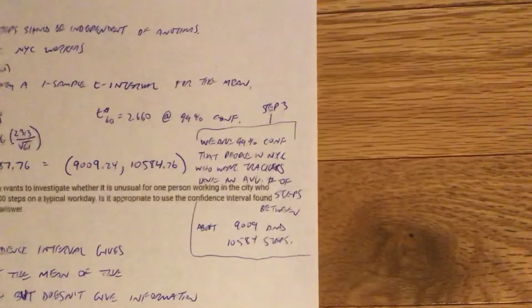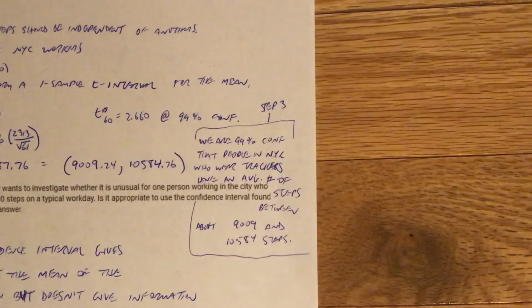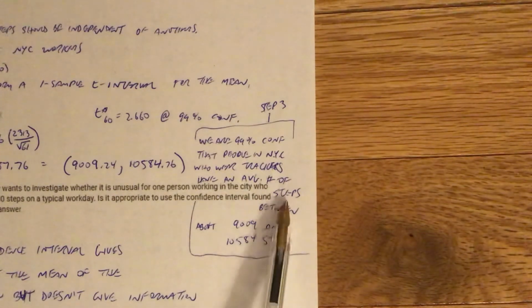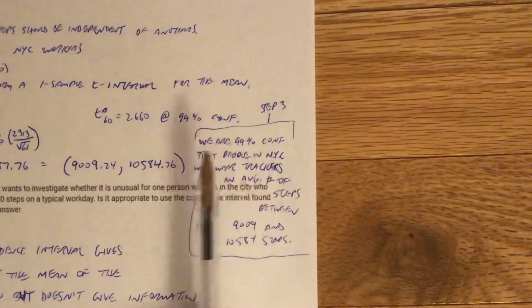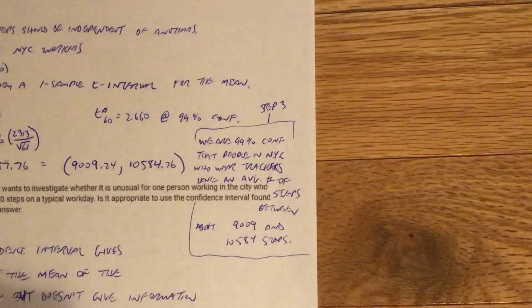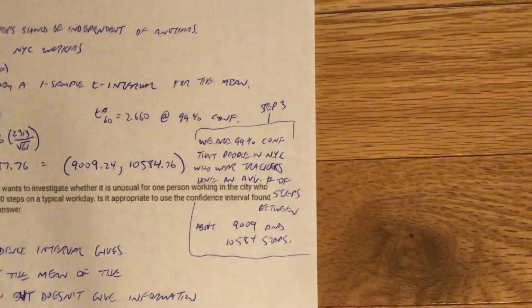So that's this last part. And you have to be very careful about including everything. You can't just say, I'm 99% confident this is the number of steps, something that simple. You have to state it's the average number of steps in that range for that specific group of people. And that specific group of people are New York City workers who wear trackers, right? That's the specific population.